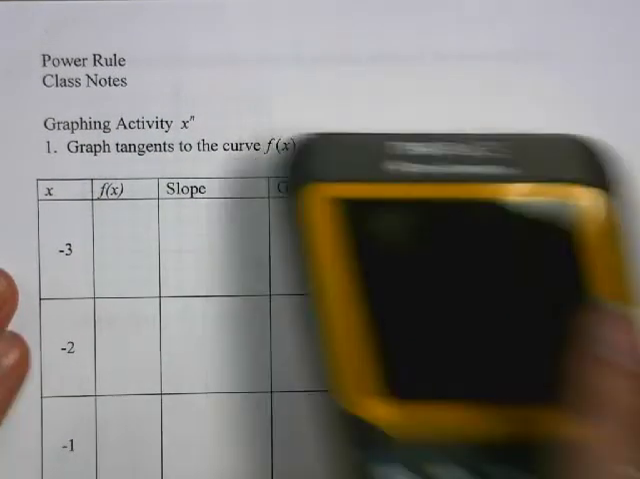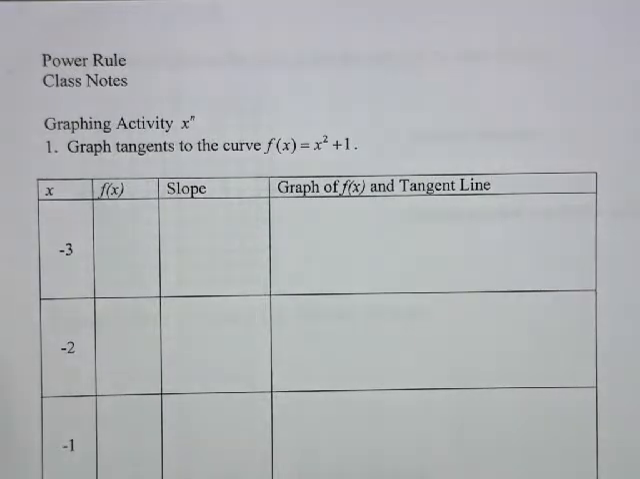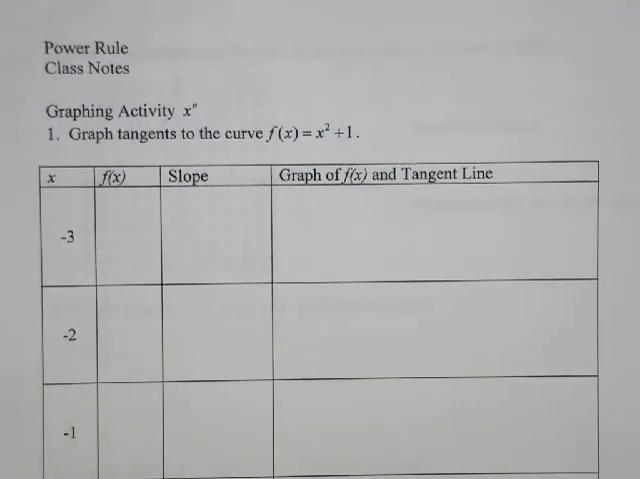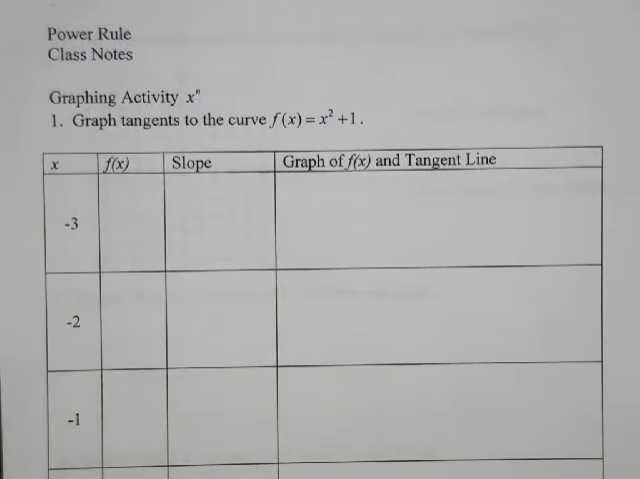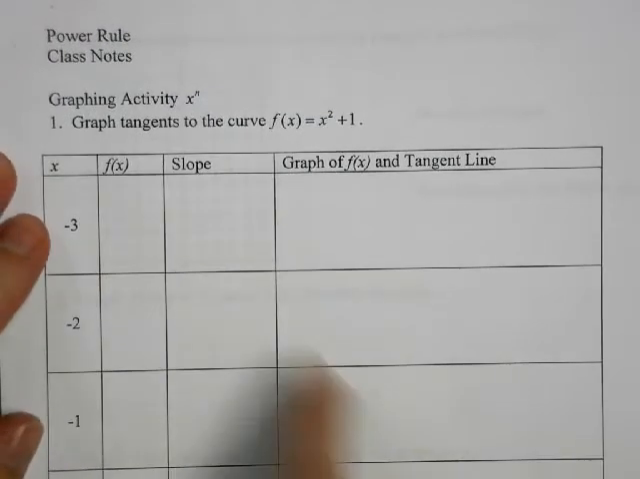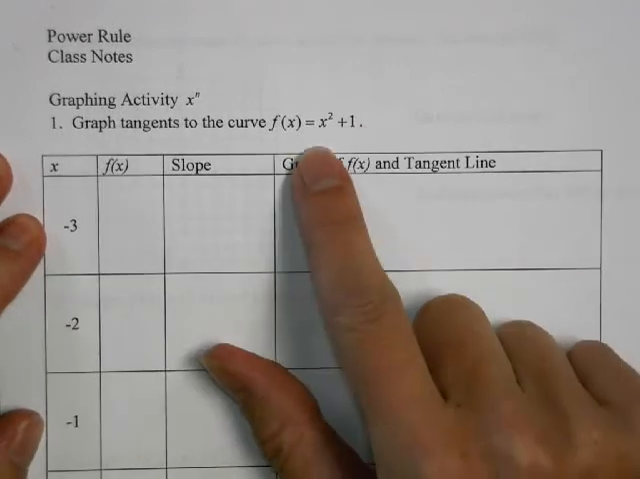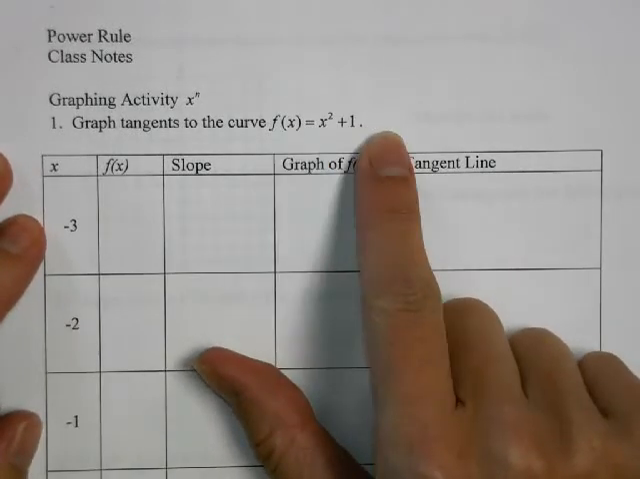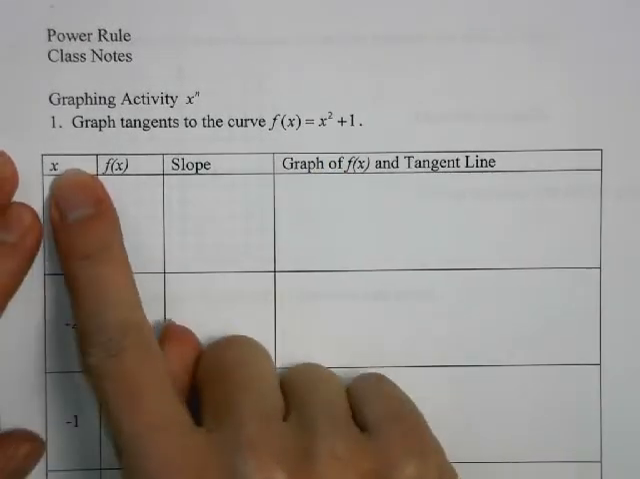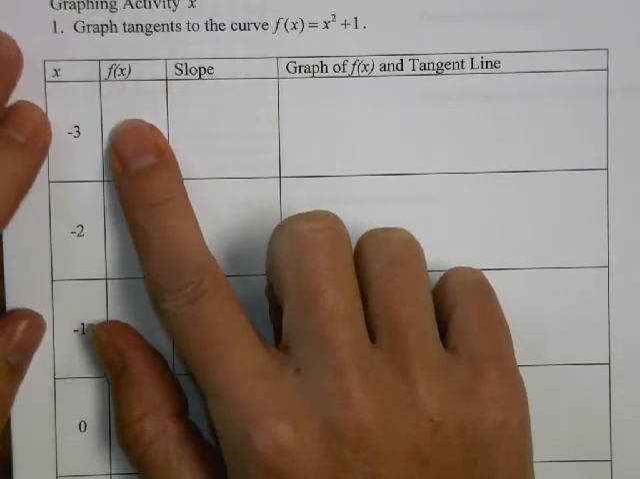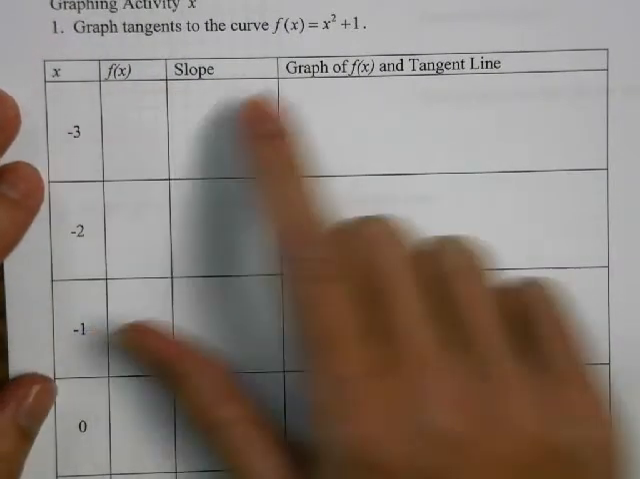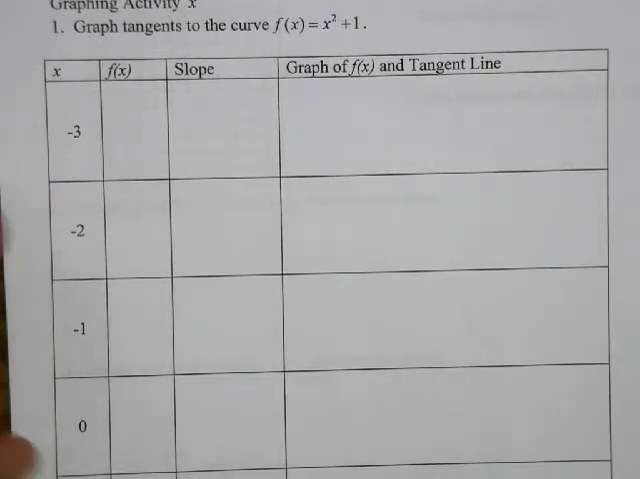All right, today we're going to learn about the power rule, which is going to ultimately make our lives a lot easier now that we won't have to use the limit definition of a derivative. So first we're going to fill in this chart. We're going to deal with the function x squared plus 1. We're going from values from x equals -3 on up to 3. And we're going to find the function value, the slope, and then we're going to graph it.